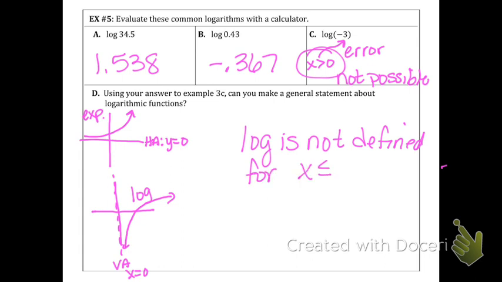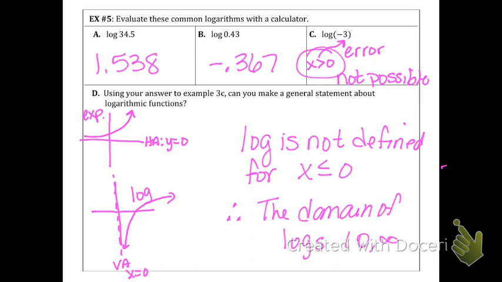For x is less than or equal to 0. So therefore, the domain of log is 0, not included, to infinity.